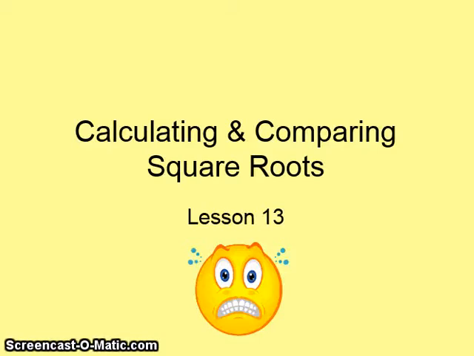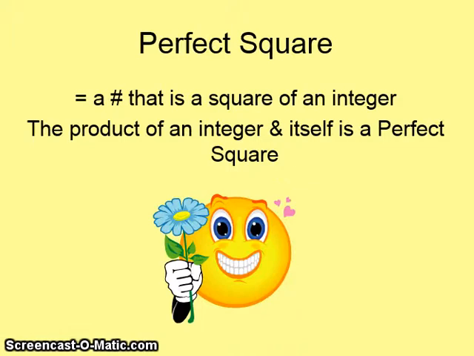Our lesson is calculating and comparing square roots, and it's lesson 13 in your book. A perfect square is a number that is the square of an integer. So if we can take an integer and multiply it by itself, the solution is called a perfect square. For example, if we multiply 2 times 2, we get 4. So 4 is the perfect square. If we multiply negative 7 times negative 7, we get positive 49. So 49 is also a perfect square.